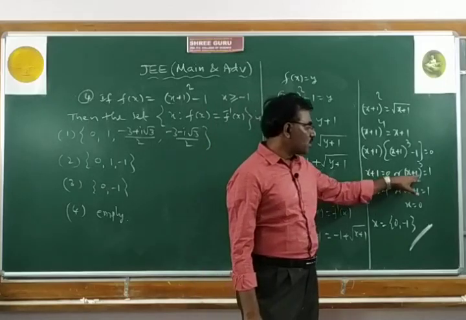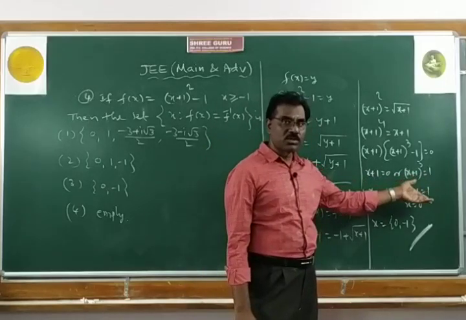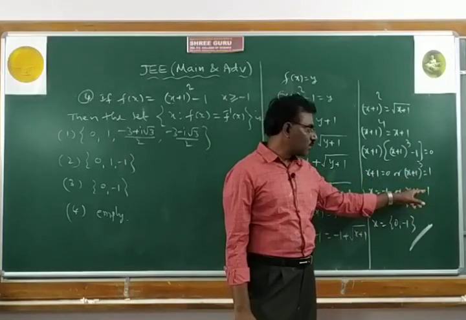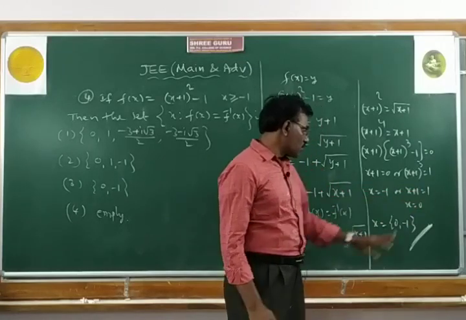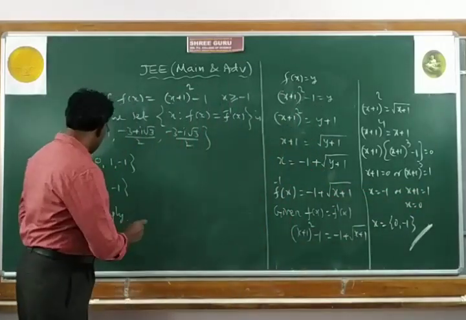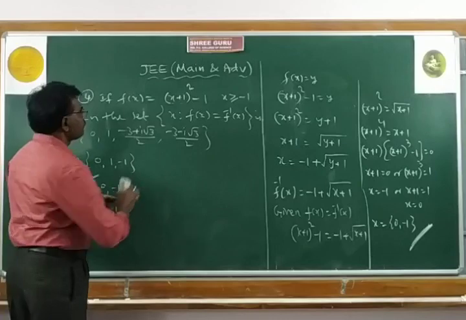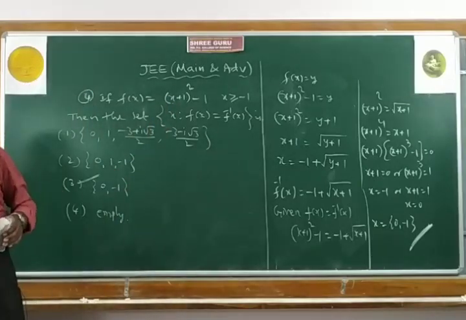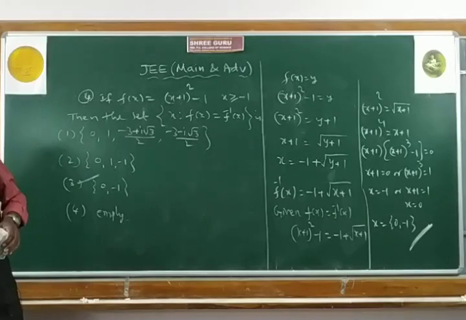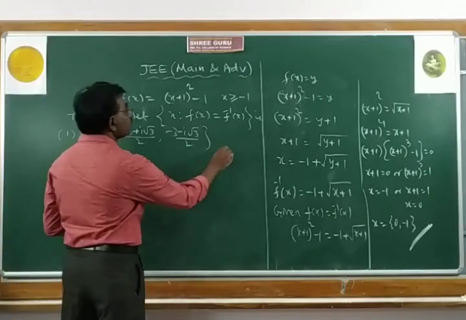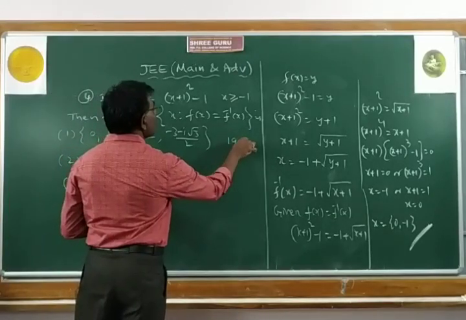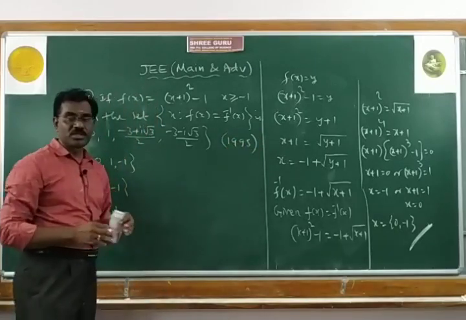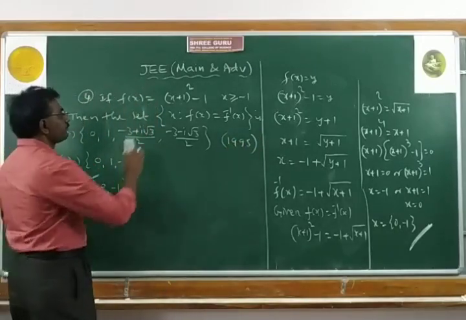So here x plus 1 is 1 cube. X plus 1 is 1. Cube roots. Real roots you have to write. X plus 1 is 1. X is 0. So option 3 is the correct. So this question is asked in the year 1995. This question in JEE Advanced.